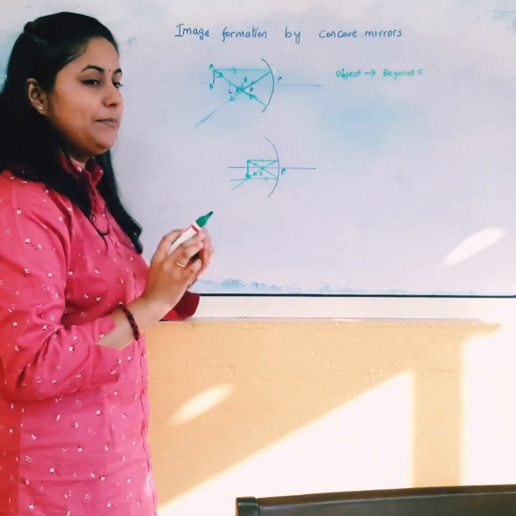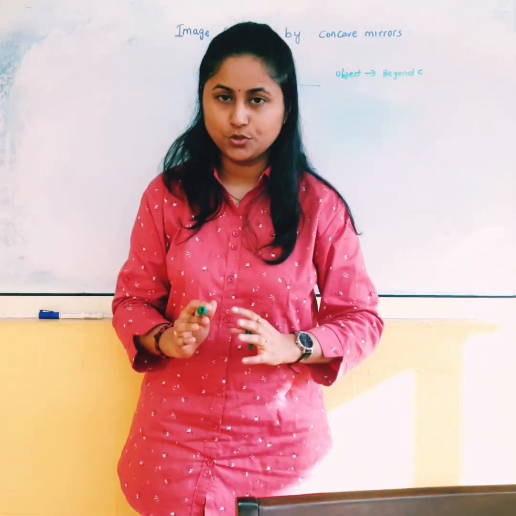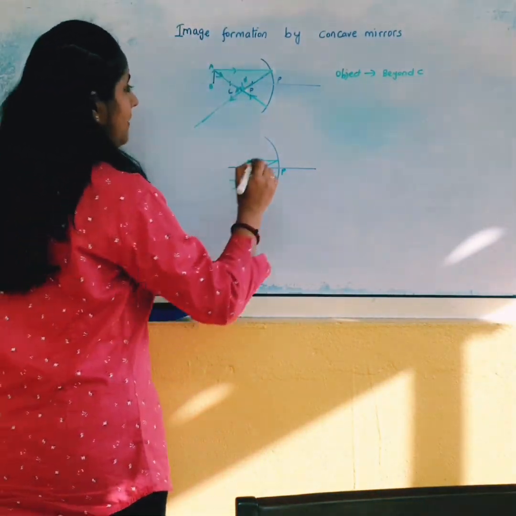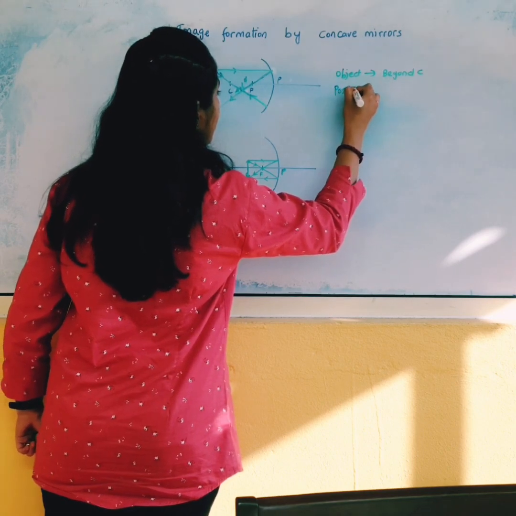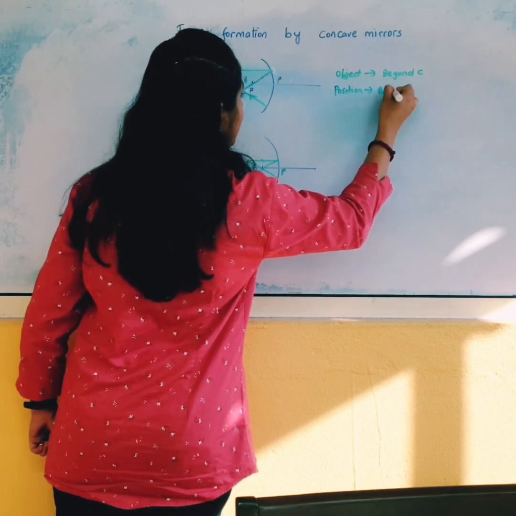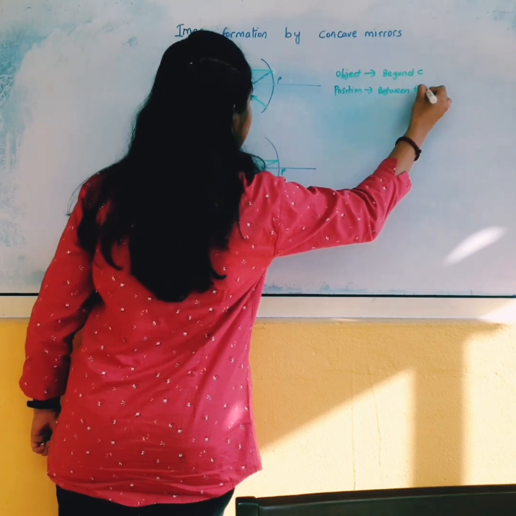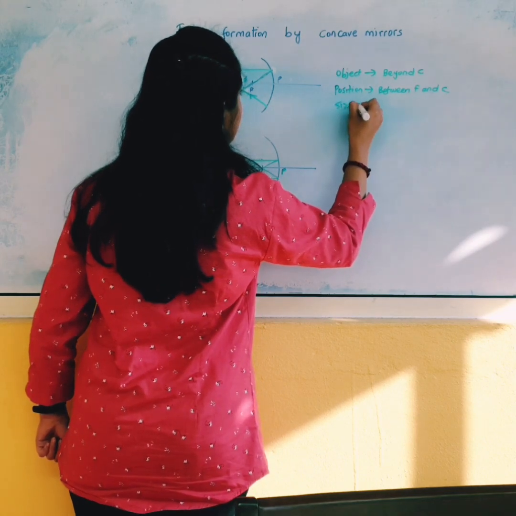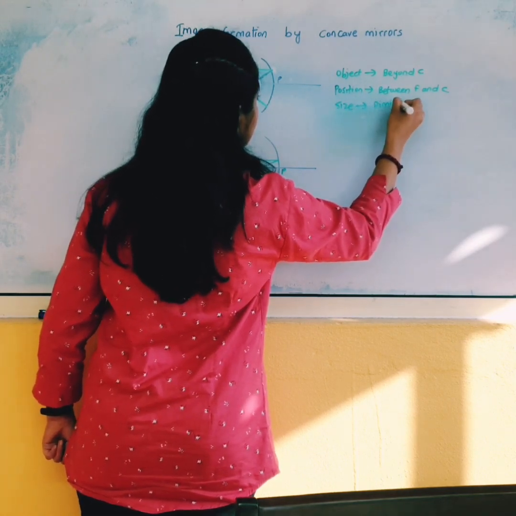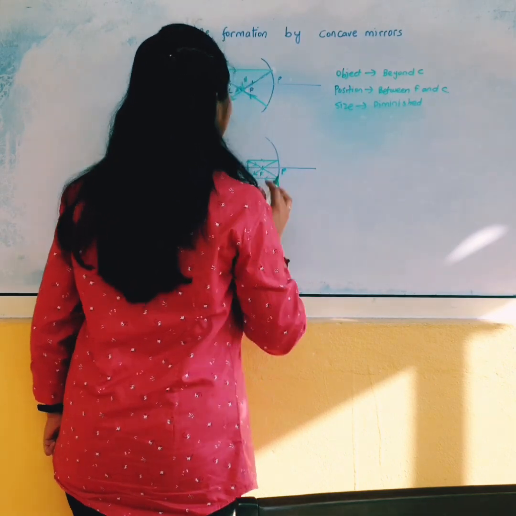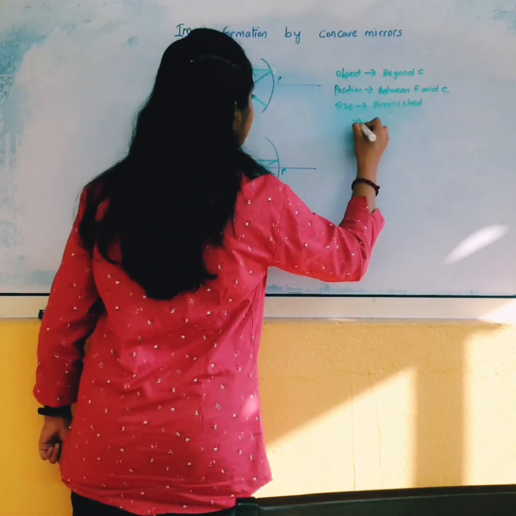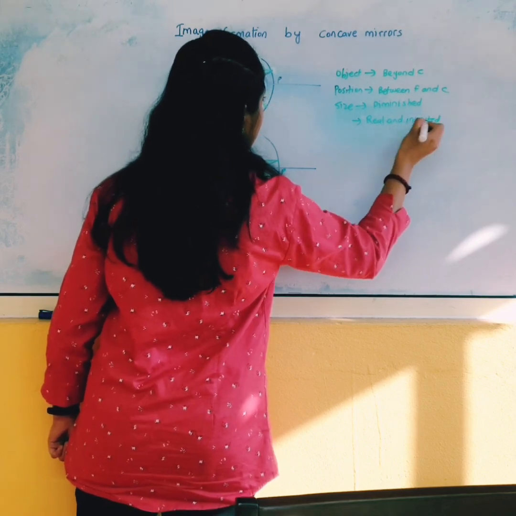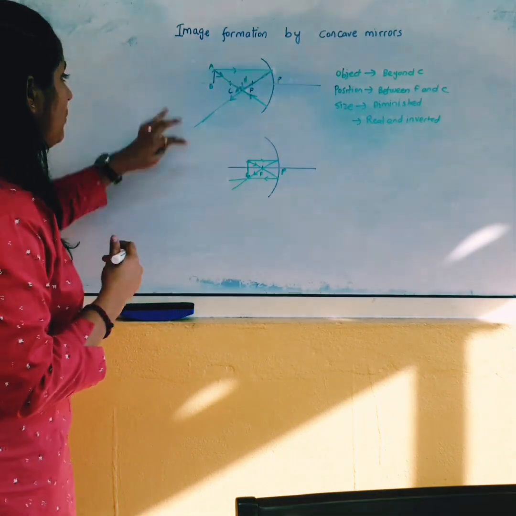Now if you look at the image, it is not that big also, so you will write the position of the image will be between F and C, or C and F. Size of the image is diminished, and the image type is real and inverted. Okay, so that was the second case.